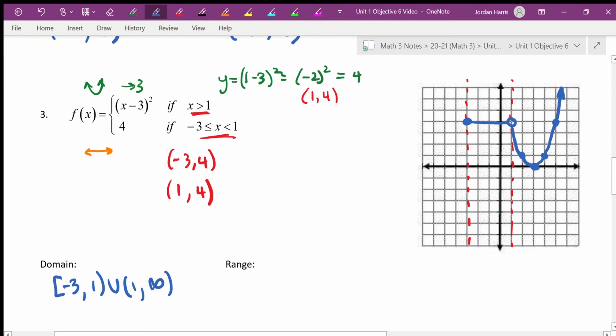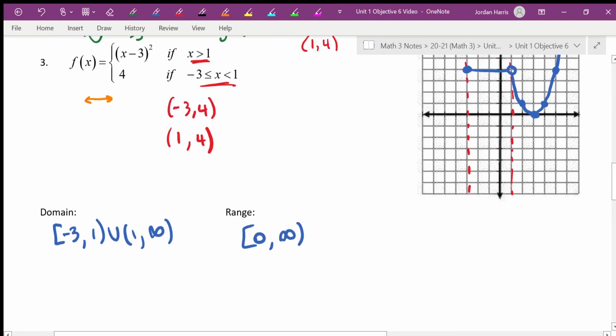My range, how far down? Goes down to 0, including it, so a solid dot. And then how far up? Yes, I know there's a hole here, but notice it's filled in multiple places, so it goes up to infinity. Okay.